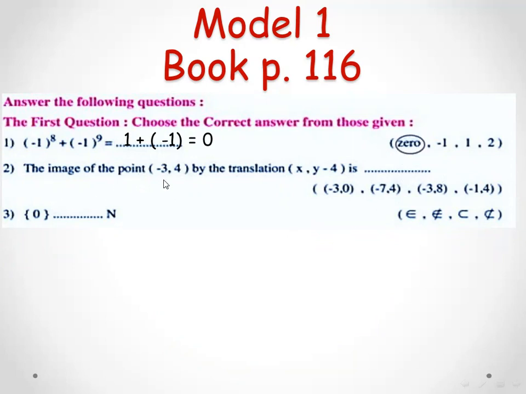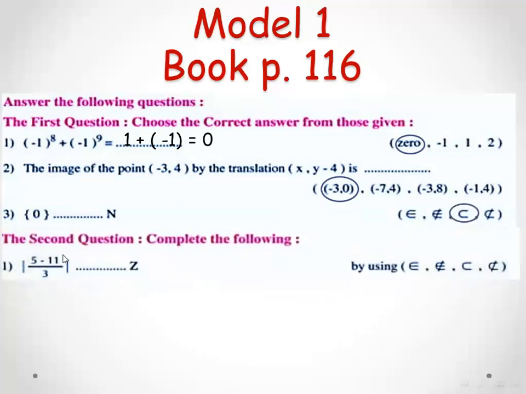The image of the point negative 3 and 4 by translation x, y minus 4. Translation x means I'm going to keep x as it is. Negative 3 is going to be negative 3. 4 minus 4 equals 0. So I'm going to choose negative 3 and 0. Set of 0 and natural. Excellent, subset.